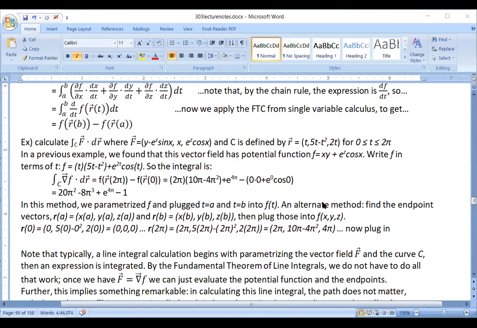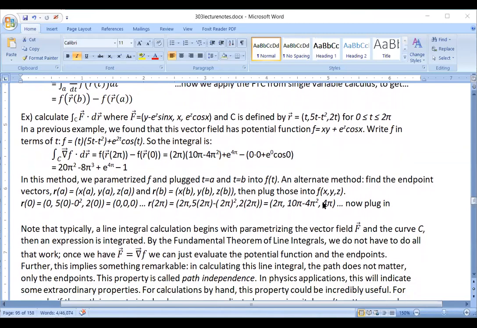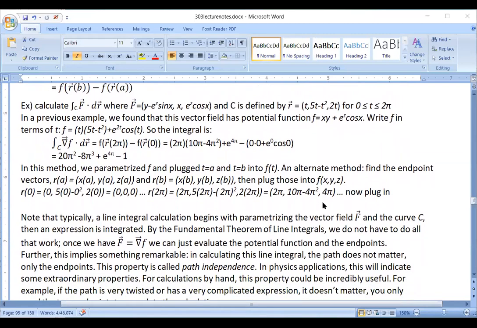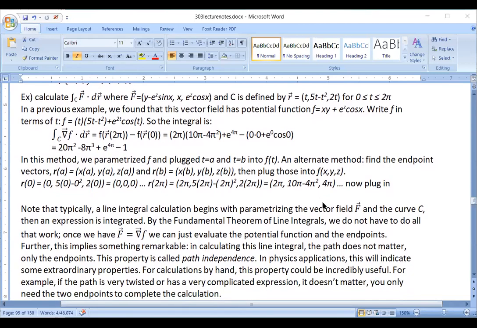Since all you're doing is plugging in the endpoints, notice that the path does not matter, only the endpoints. So it doesn't matter how the path gets from A to B if all you're doing is f of b minus f of a. This property is called path independence. Mathematically, it's clearly an incredible property. And when we get to physics applications, there are going to be some extraordinary properties there as well. And obviously knowing all these things makes calculations a whole lot easier.